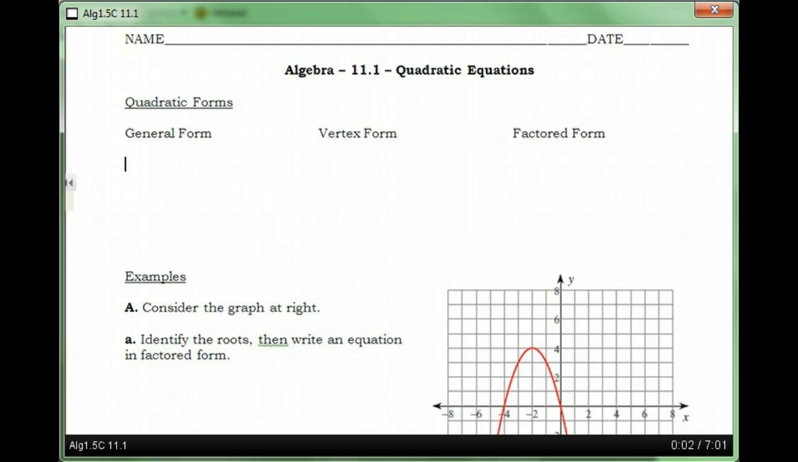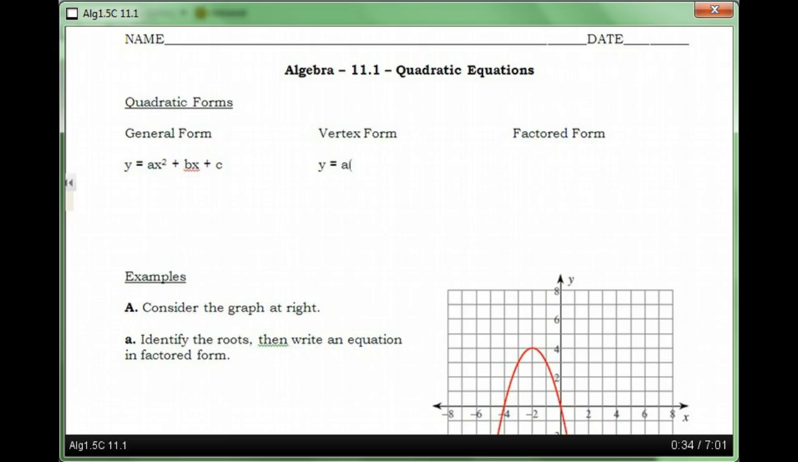This is Algebra 1.5c, Section 11.1, Quadratic Equations. There are three forms of quadratic equations that we're going to discuss. The first is general form. General form is any equation in the form y equals ax squared plus bx plus c. So the a, the b, and the c you would fill in with different numbers, but the x and the y would always be there.